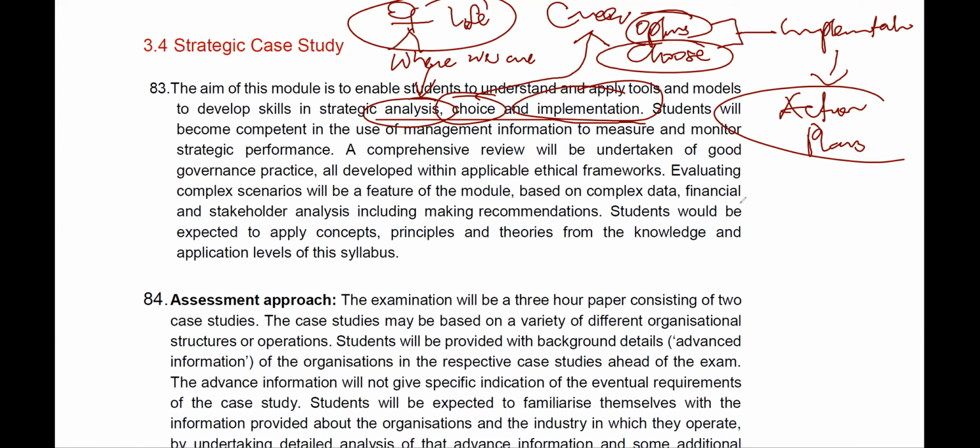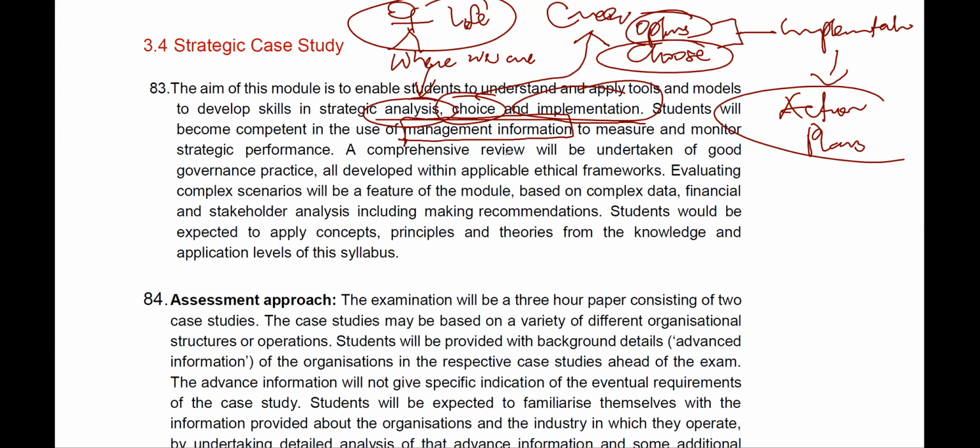It says here that students will become competent in the use of management information. There's another word there, which is very important, which I think a lot of students ignore. When we talk about management information, it may be financial in nature or non-financial in nature. Please remember that. Management information may be financial in nature or non-financial in nature.